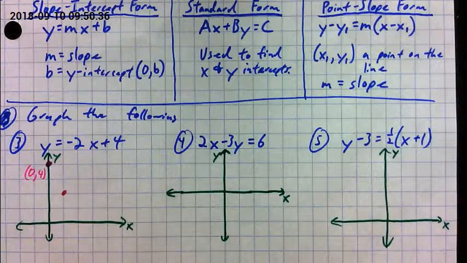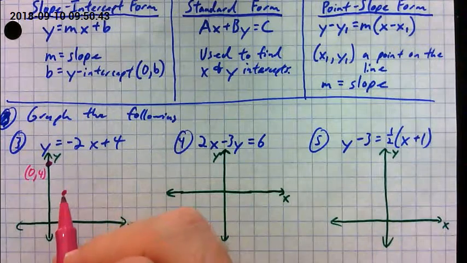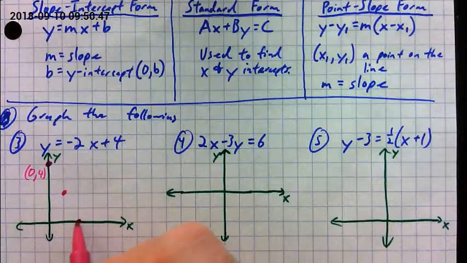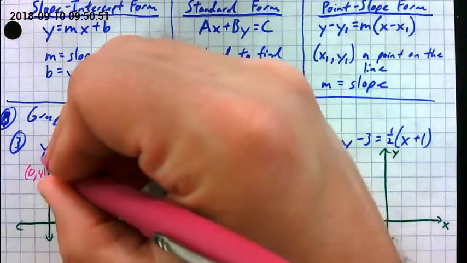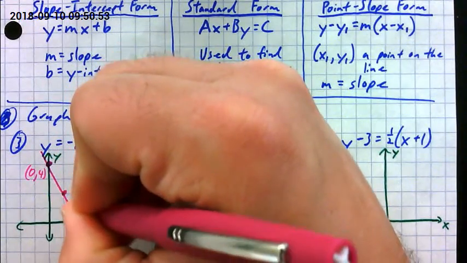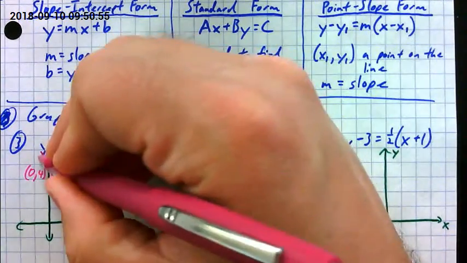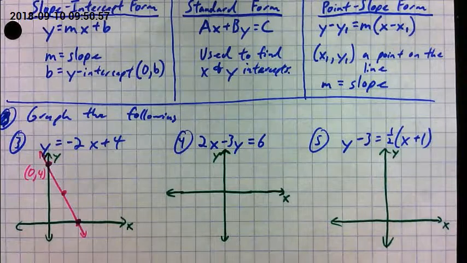Now, if you want to draw a really straight line, you might want to graph more than just 2 points. 2 is all you really need. But again, I could use my slope again and find another point. So go down 2 and over 1 again. And you can graph as many points as you need to draw a straight line. Right. So that would be my graph.